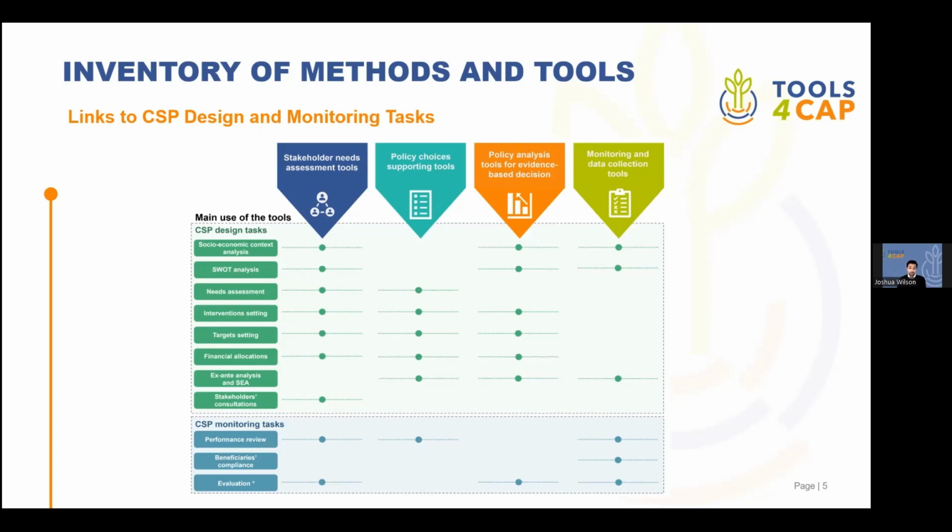Looking down here towards the bottom left, you can see that within the CSP monitoring tasks, we have the performance review, which refers to those activities undertaken for the annual performance report. So setting up reliable data sources, following up on policy progress, using indicators. For a task like this, which is fairly broad, we can see that a range of different tools and methods have been used. And then we can contrast this here to beneficiaries compliance, where only monitoring data collection tools are used, since these activities are usually undertaken through IACs or the paying agencies.